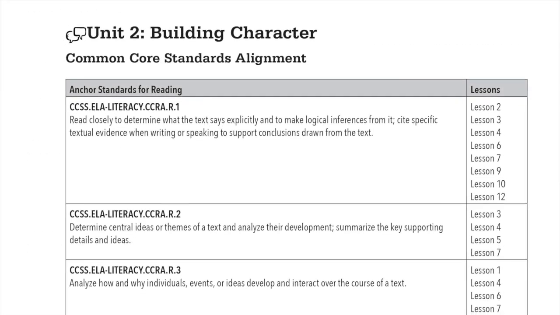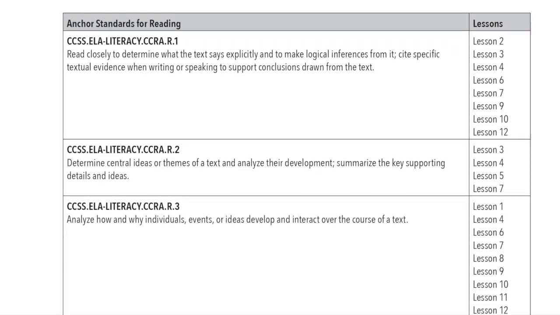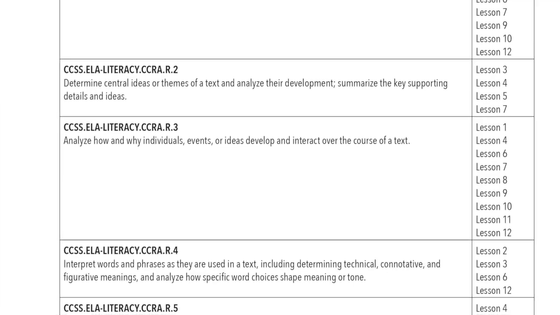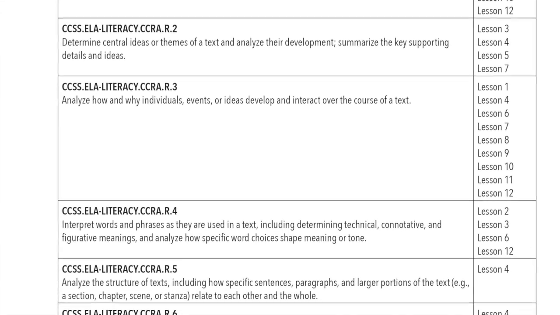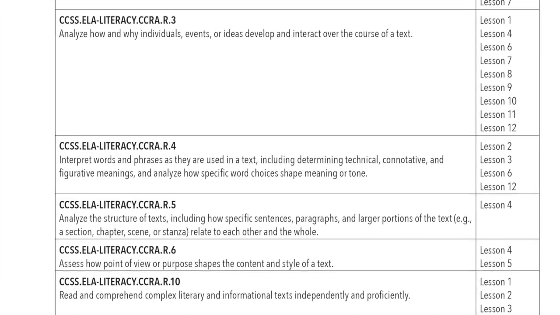To prepare for teaching the unit, read over the entire unit overview. This has all of the information you need to understand the purpose of the unit, how long it will take to teach, what you need to do to prepare, and the standards that you'll be covering.